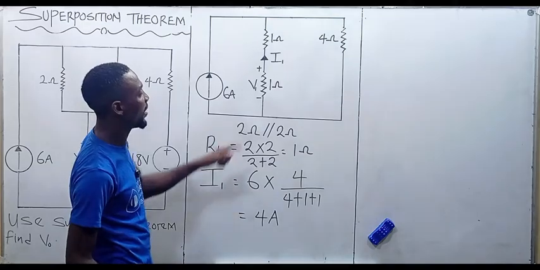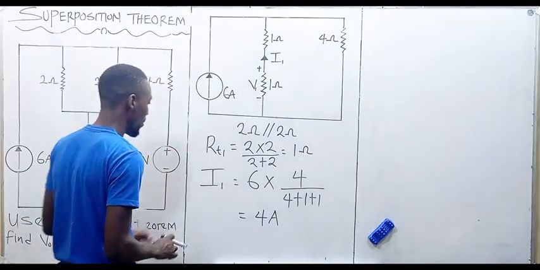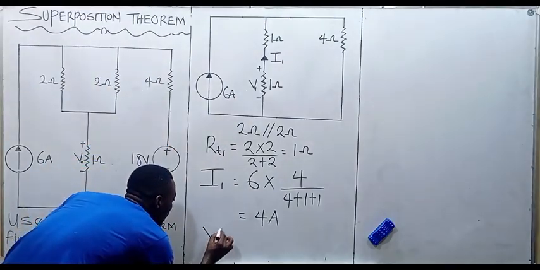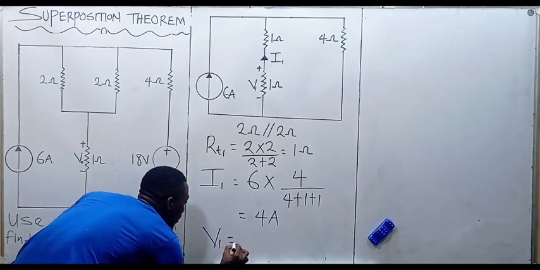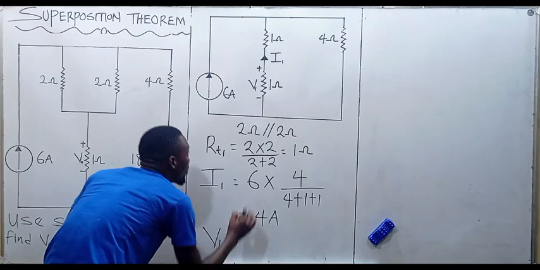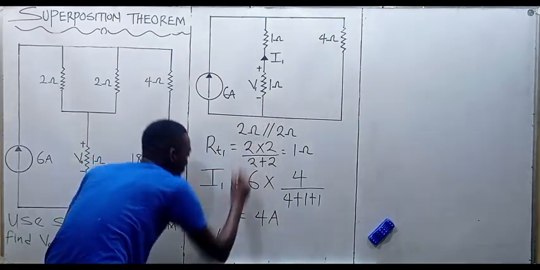So now we can therefore find the value of V1. From Ohm's law, we know that V1 will be equal to R, that is R.